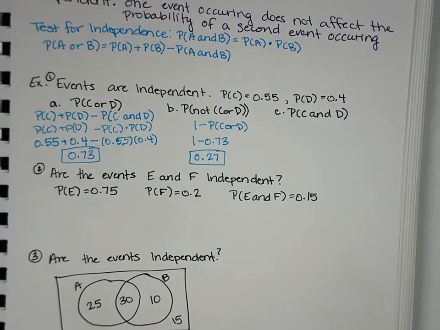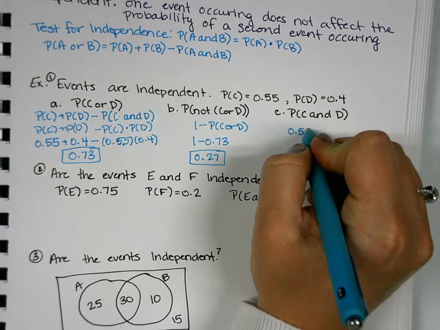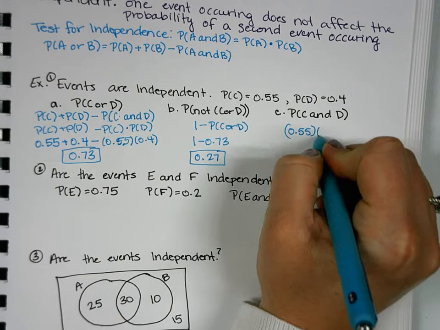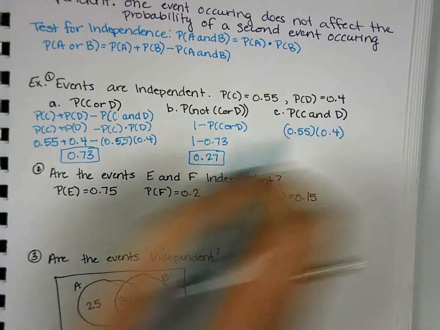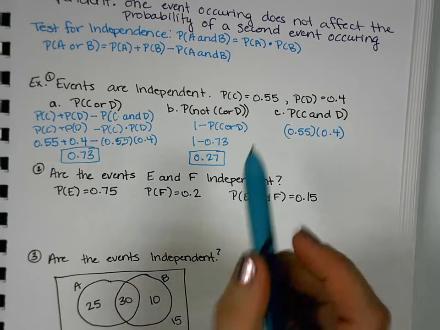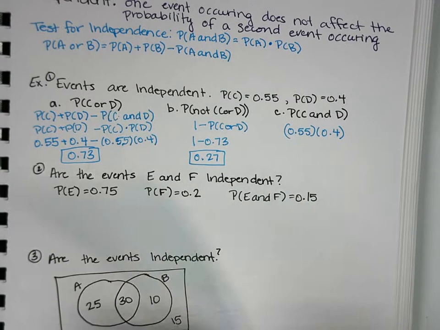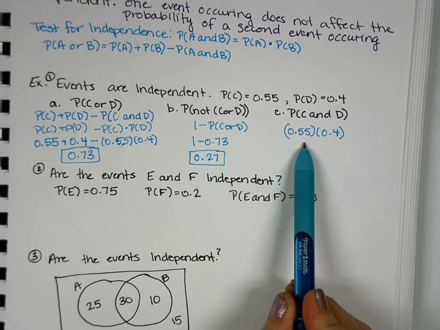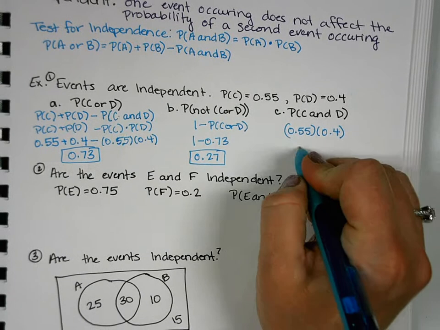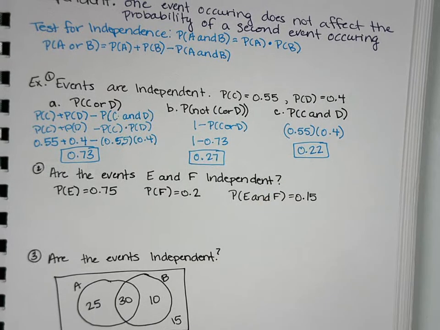And lastly, what's our probability of C and D? We actually kind of already did that for the first one. We don't know if they're mutually exclusive or not, so we can't make that assumption. When we know they're independent, we just multiply the two probabilities together. So we're going to do 0.55 times 0.4, and you get 0.22 as the probability of both.